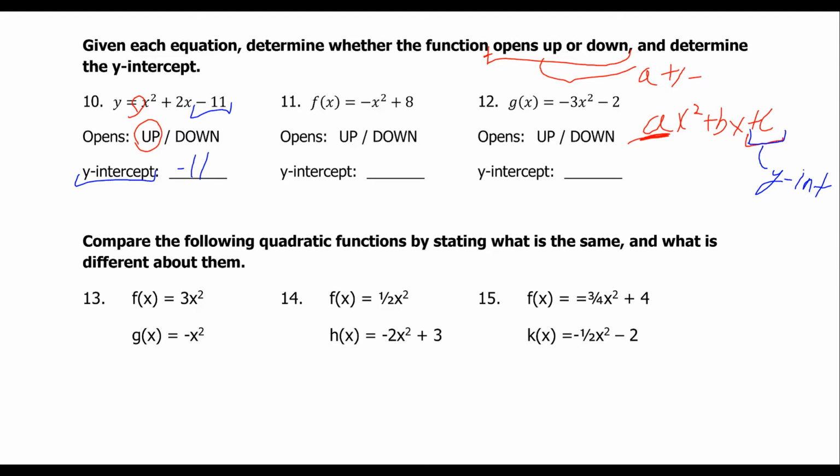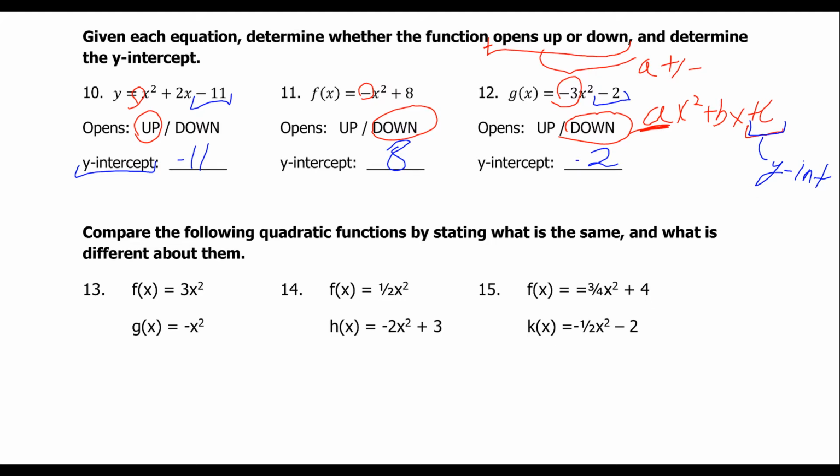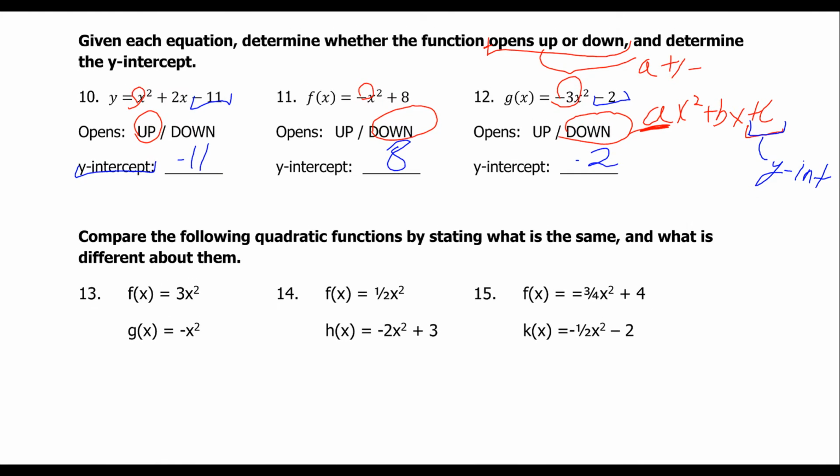Alright, number 11, we got a negative out front. That means that it opens down. The y-intercept on this one is going to be positive 8. Now this, we got a negative 3. Therefore, it opens down. And the y-intercept is going to be negative 2. And it's very easy at that point. Alright, now moving along here.